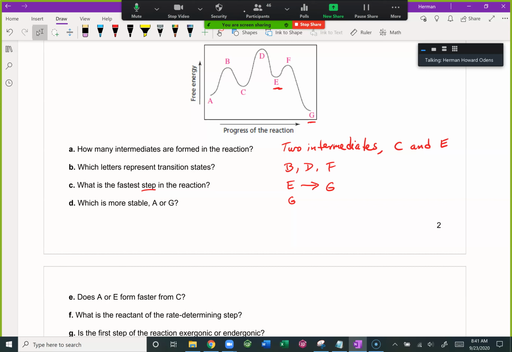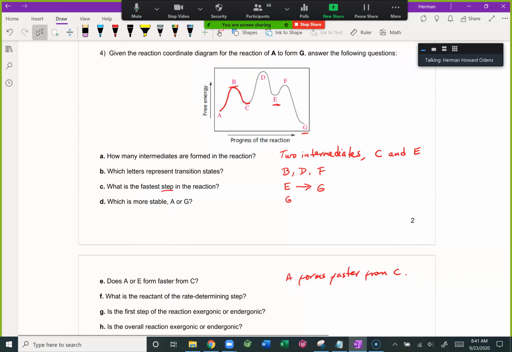A. A, very good. So notice that starting from here, the activation energy to get to here, to this point, to make A, is shorter than going from here to D. Look at the distance in activation energy. So it'll take more energy. So A forms faster. A forms faster from C. Let me reduce this so we can see.